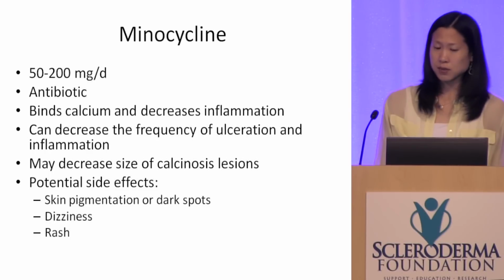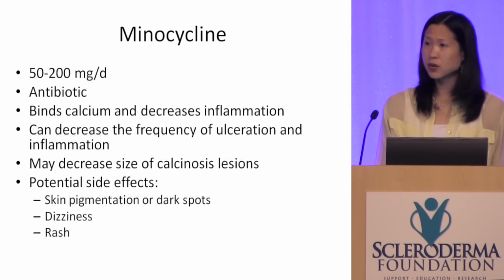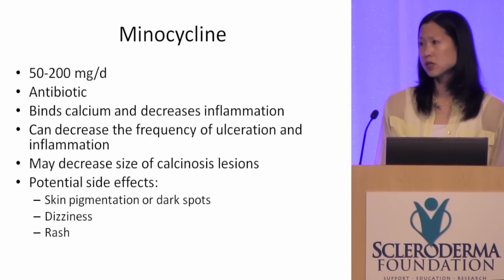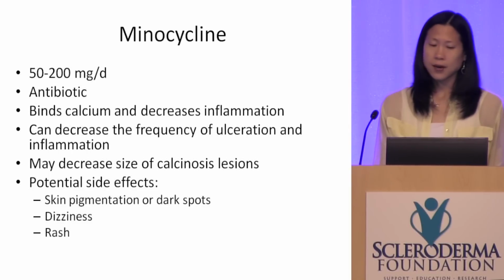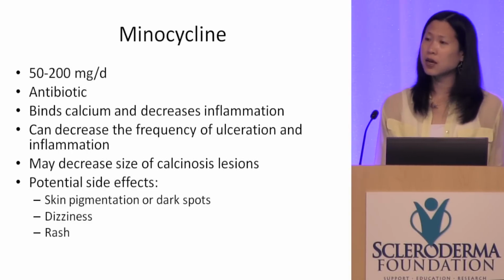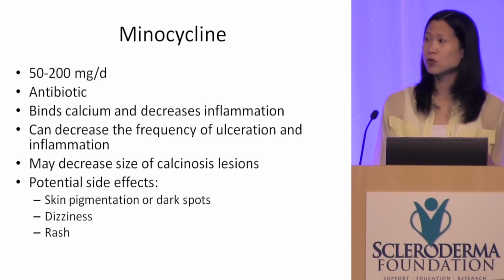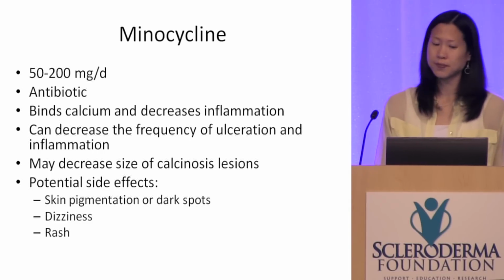So minocycline can decrease the frequency of ulceration and inflammation associated with calcinosis, and it may actually decrease the size of the calcinosis lesions themselves. We actually do use minocycline or try minocycline for patients with calcinosis and scleroderma and dermatomyositis. Again, I haven't seen a huge benefit, but I would say the times where there's a lot of inflammation surrounding the lesions is the times I would most frequently want to try the minocycline.